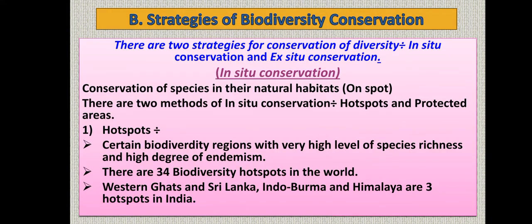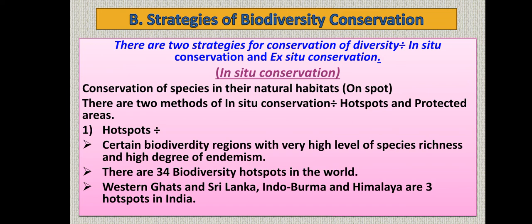Now, strategy of biodiversity conservation. There are two main strategies for conservation of biodiversity. Number 1, in situ conservation, and number 2, ex situ conservation. In situ conservation is the conservation of diversity on spot. Conservation of a species in their natural habitats, that means on spot, is known as in situ conservation.